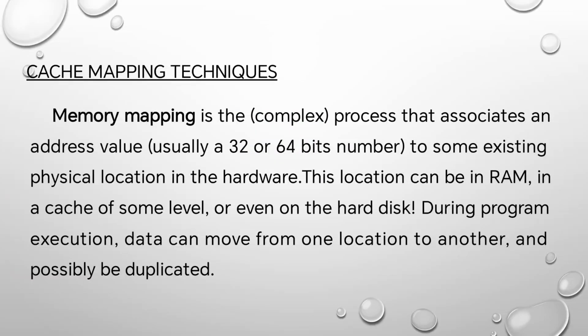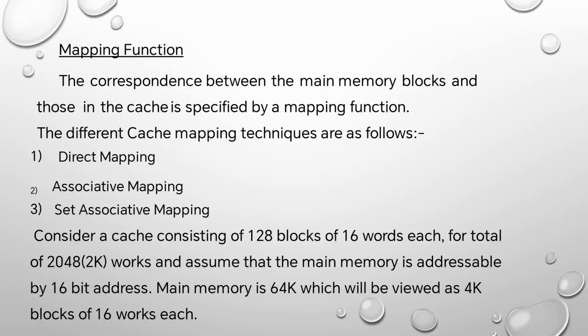Cache mapping techniques. Memory mapping is the process that associates an address value to some existing physical location in the hardware. This location can be RAM, a cache of some level, or even the hard disk. During program execution, data can move from one location to another and possibly be duplicated.